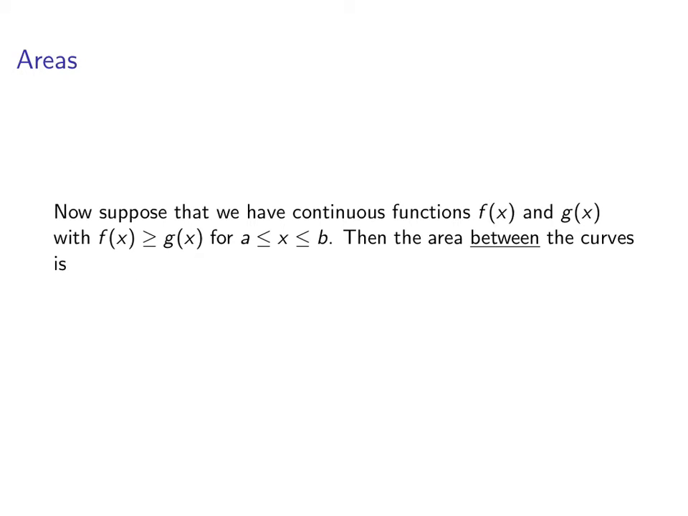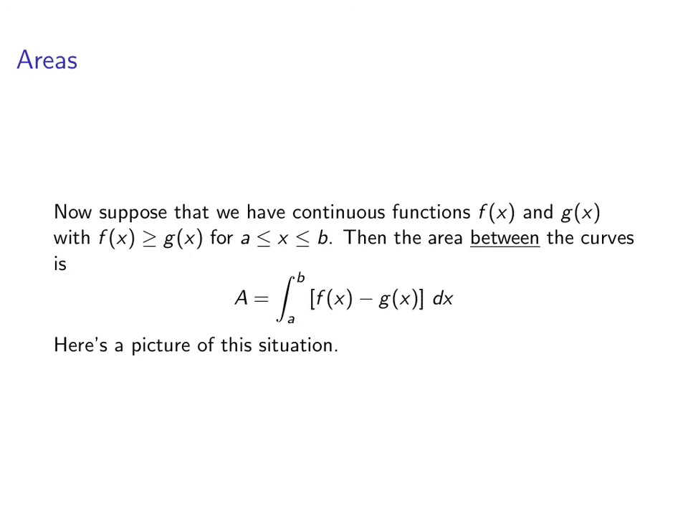Now let's suppose that we have continuous functions f of x and g of x with f of x bigger than g of x, at least on some interval from a to b. Then we're going to say that the area between these curves is the integral from a to b of f of x minus g of x dx. Now here's a picture of this situation.